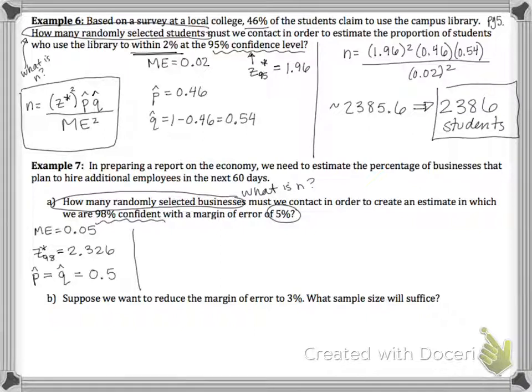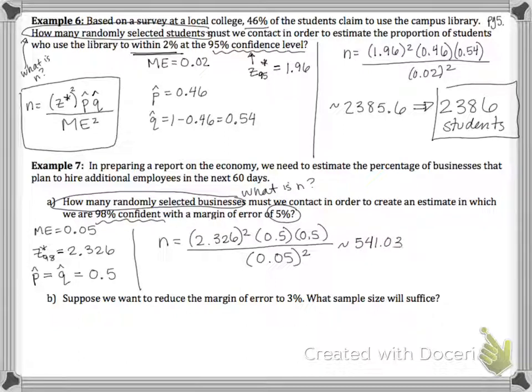So using that information, I'm going to go to my equation. 2.326, we're going to square it. P hat is 0.5, Q hat is 0.5, and I'm going to divide by the margin of error, which is 0.05 squared. Then we can go ahead, and this is 541.03, which we must always round up. So that's 542 businesses. Make sure you round this guy up.